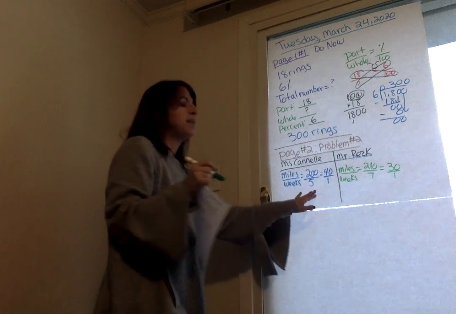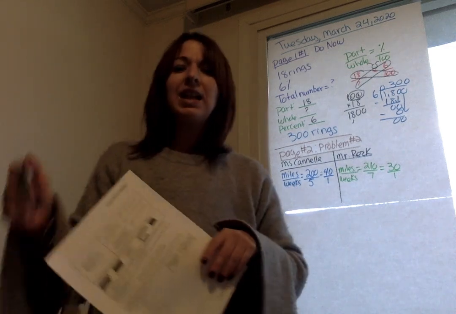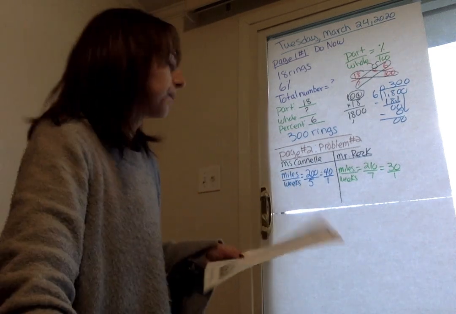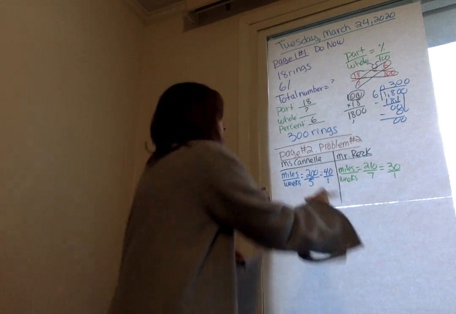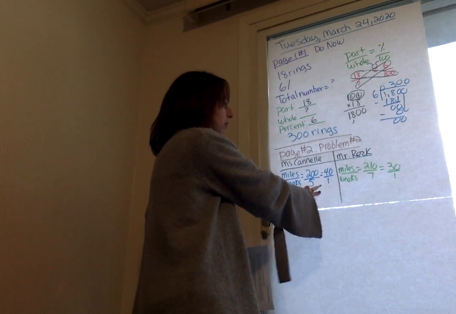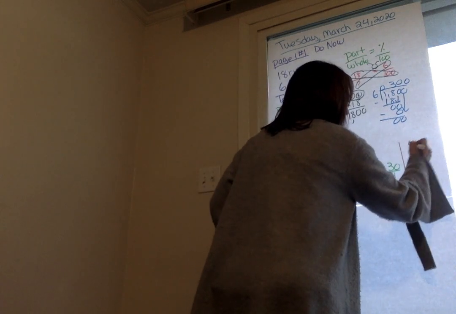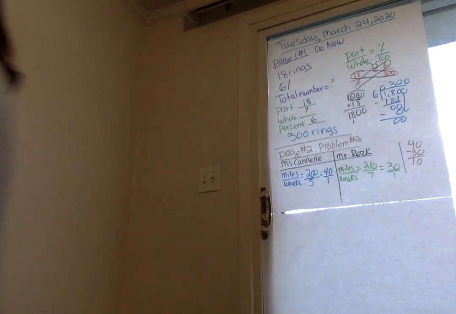So now I know that Miss Canella rode more, right? We need to figure out how many more she rode. In order to figure that out, we have to subtract Miss Canella's unit rate, which is 40, and Mr. Rez's, which is 30. So I'm going to subtract 30 from 40, and I'm going to get 10 more miles per week, and that is the unit rate difference, that I rode 10 more miles per week than Mr.